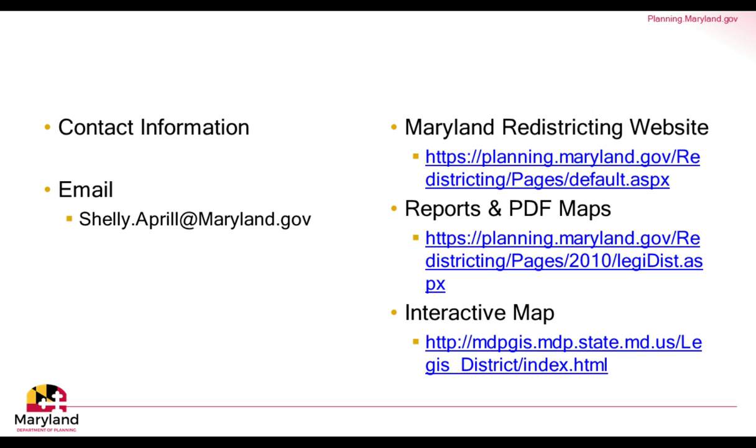So there we go. That's a very basic process. Obviously, it's going to change from year to year between redistricting cycles. So hopefully, we'll know what our 2020 process is going to look like soon. And I've got links here to not only our redistricting website, but also to the reports and the PDF maps, and to our interactive map that you can take a look at.